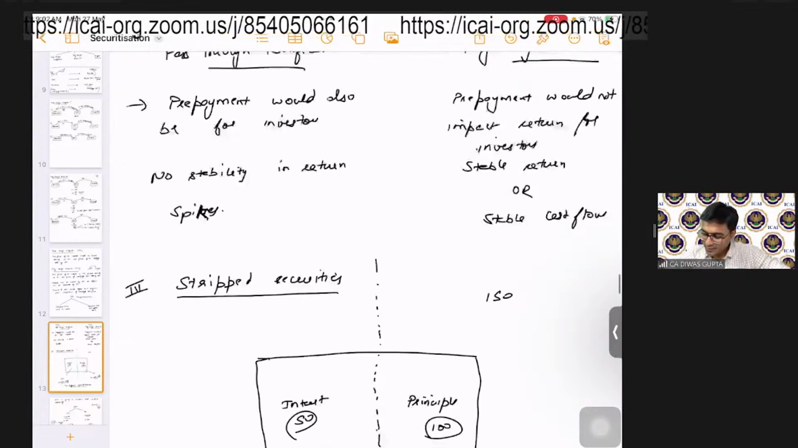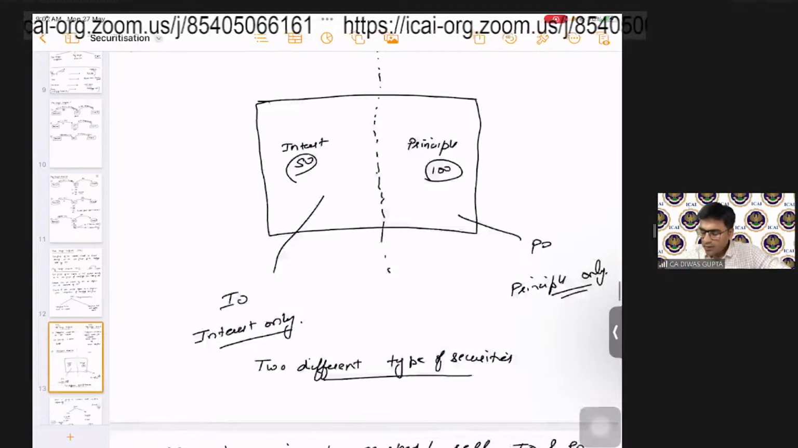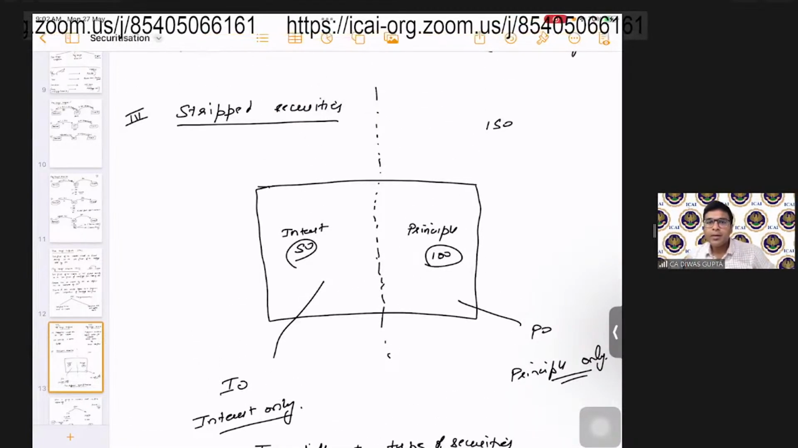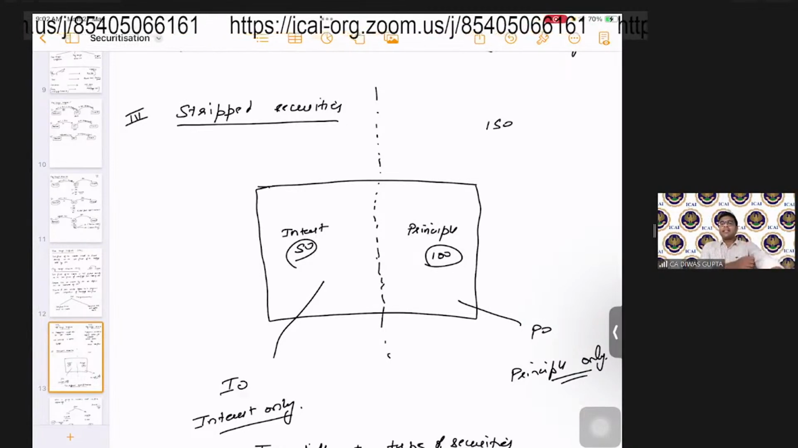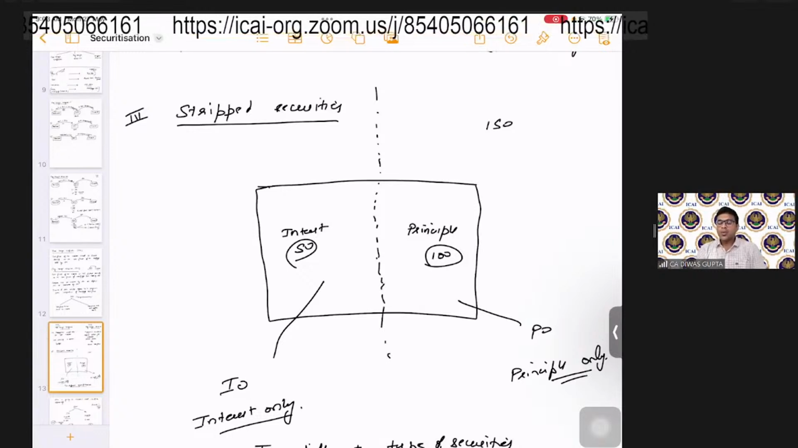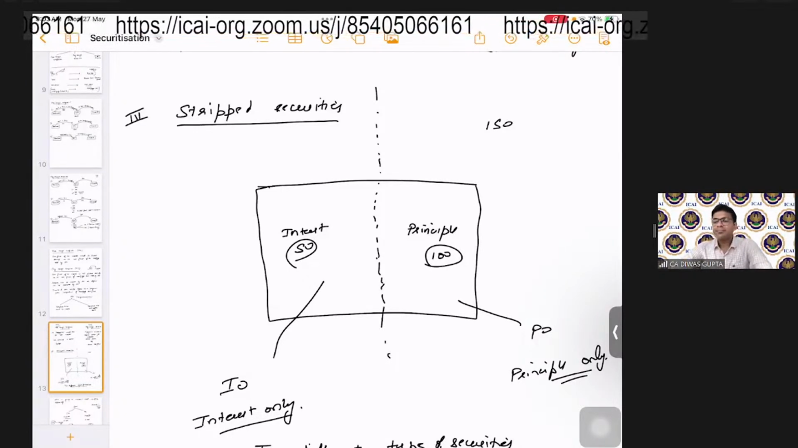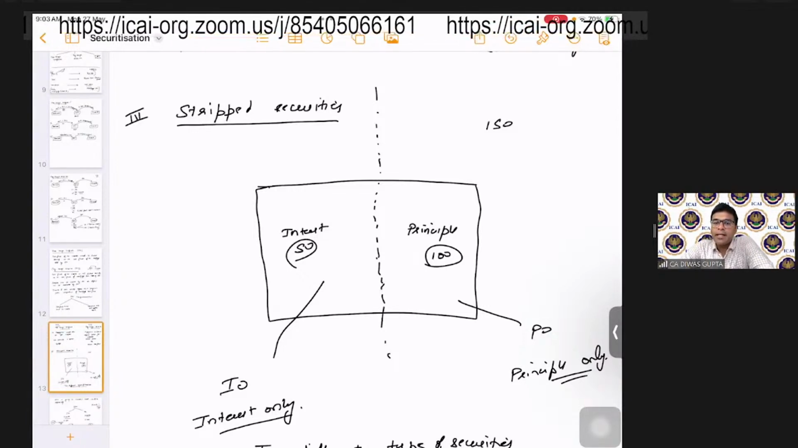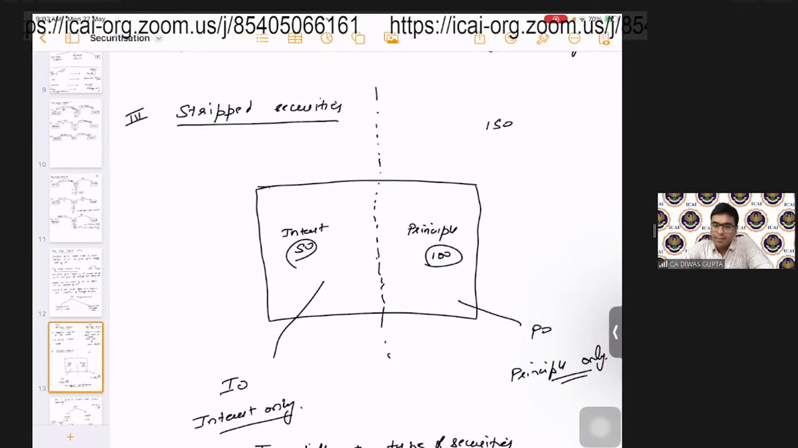Now let's discuss the stripped securities, students. In case of stripped securities, we understand that a cash flow that is coming on account of a loan has two components. One is interest and second one is principal. So stripped securities, what happens? It will strip the entire cash flow into two parts. One is the interest part and second one is the principal part.